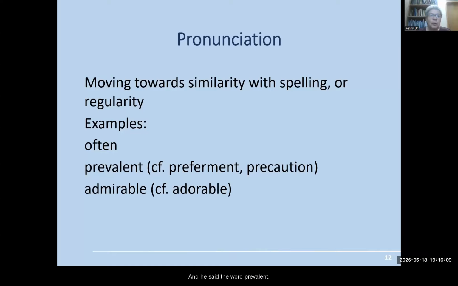And he said the word prevalent. Now, I would say prevalent. He said prevalent because it's regular in English that the emphasis is on the second syllable if the first syllable is just a prefix like pre. So you get preferment with the emphasis on the second syllable, precaution with the emphasis on the second syllable.